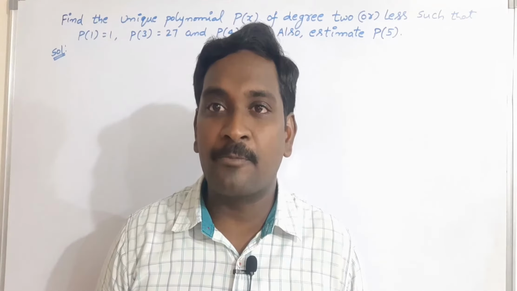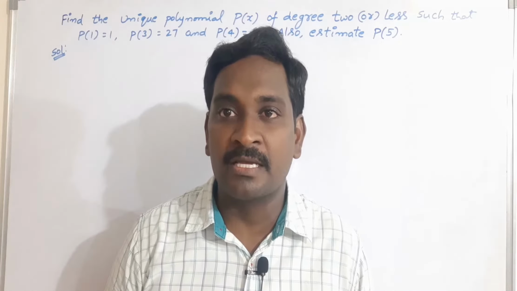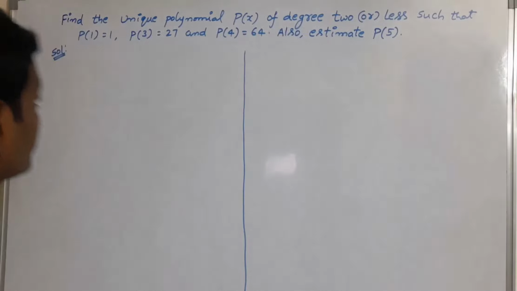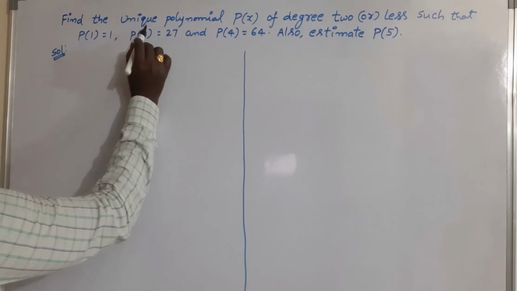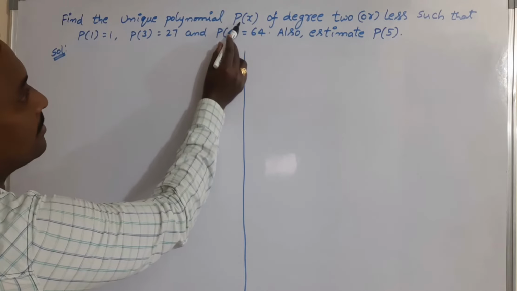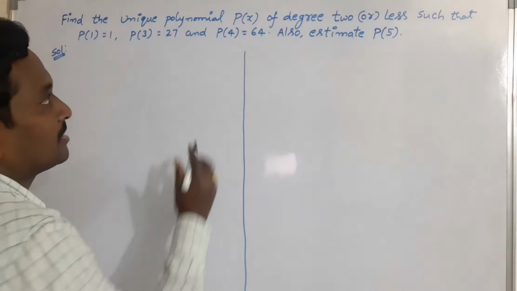In this video, I am going to explain another example on Lagrange's interpolation formula. Look at the problem. This is the statement of the given problem. Find the unique polynomial p of x. Polynomial is nothing but an algebraic function in terms of x.